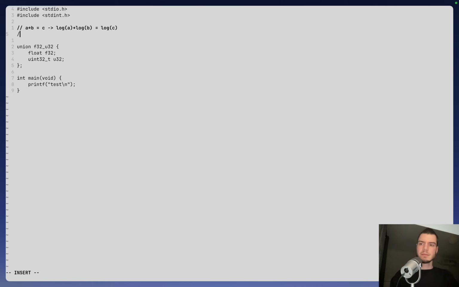And there are more rules like this. So for example, A divided by B equals C implies that log of A minus log of B equals log of C. Let's try this out as well. So 8 divided by 4 equals 2. And the log base 2 is 3 minus 2 equals 1.